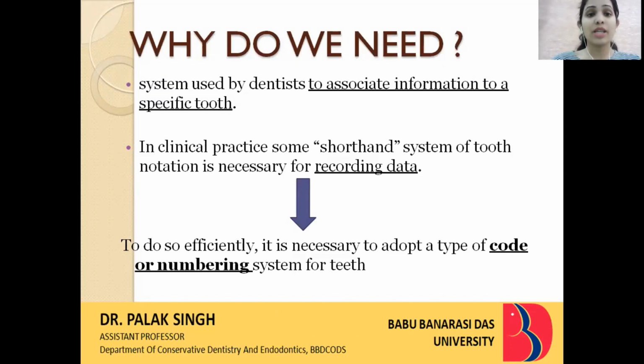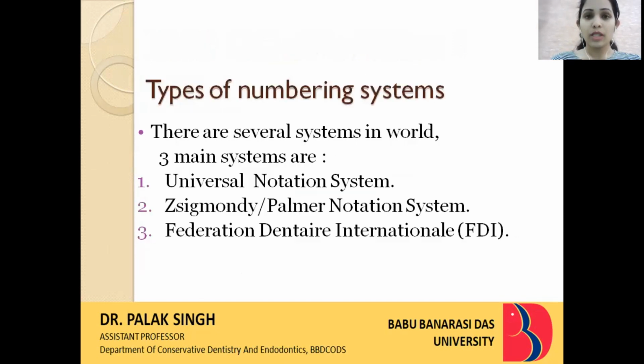These systems are basically used by the dentist to associate information to a specific tooth in clinical practice. Some shorthand system of tooth notation is necessary for recording data. Hence, to do so efficiently, it is necessary to adopt a type of code or numbering system for such kind of nomenclature. Now, the types of numbering system. Several systems are available all around the world, but the three most common systems which are adopted are Universal Notation System, Zsigmondy-Palmer Notation System, and Federation Dentaire International System.